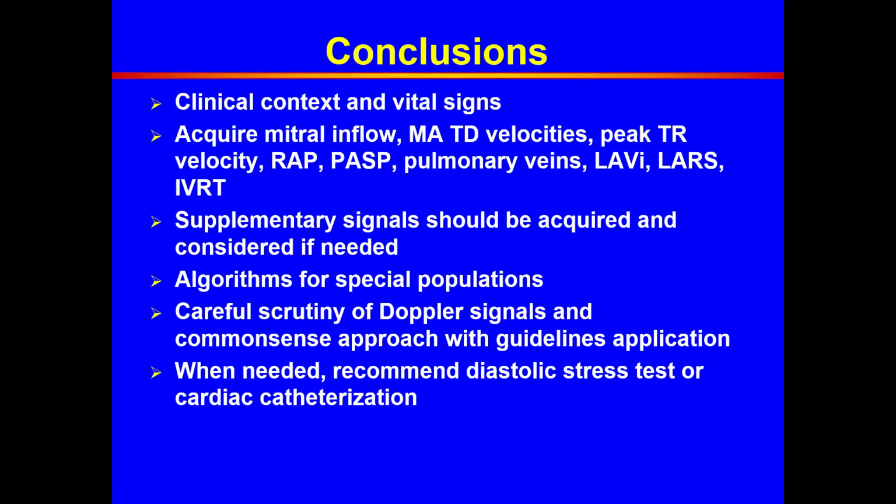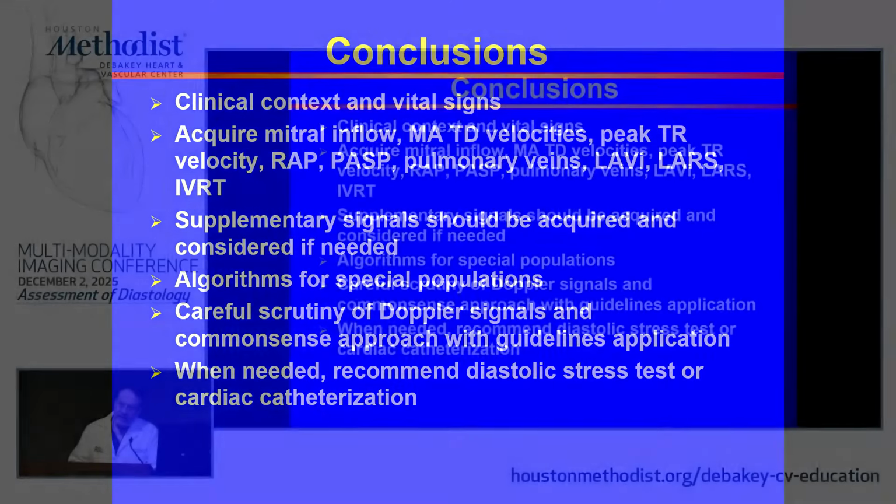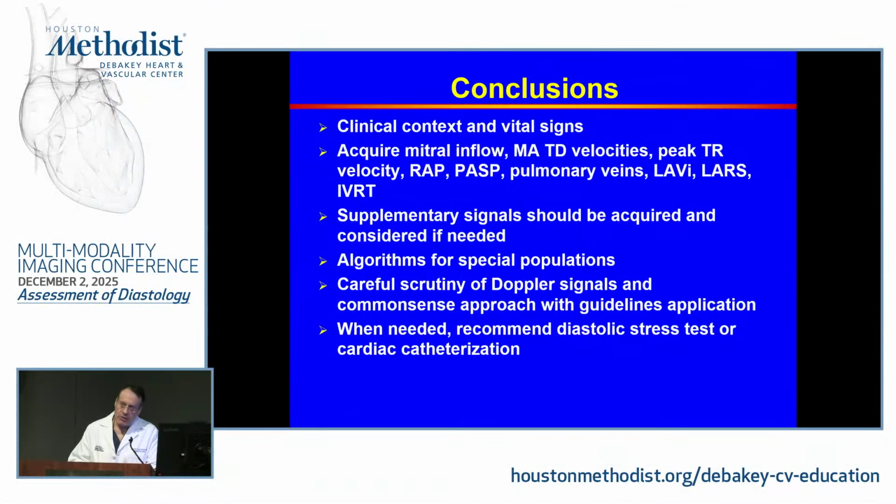In assessing diastolic function, we always start with the clinical context, and we look at the vital signs. The heart rate and the blood pressure affect the velocities and the time intervals that we measure. These are the key signals that must be acquired: mitral inflow, mitral annulus tissue Doppler velocities, peak TR velocity.